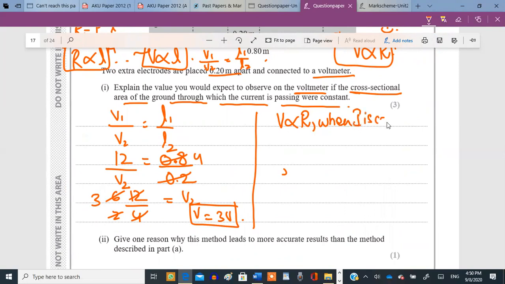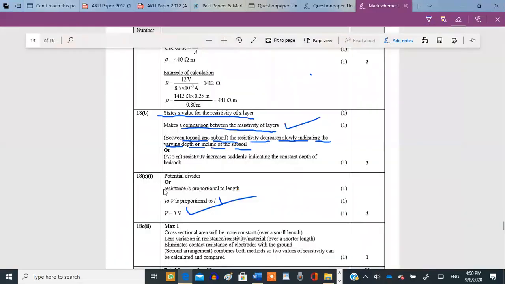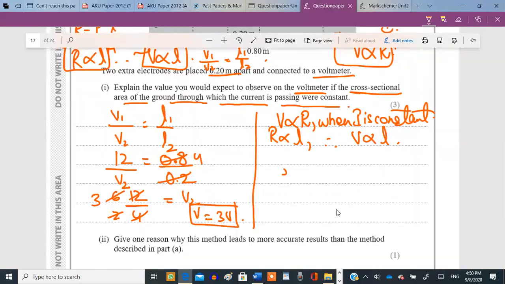Current is constant, and then stating the other point, that resistance is proportional to the length, therefore the voltage is actually proportional to the length. These parts also have marks: that resistance is proportional to the length and the voltage is proportional to the length. Clear? That's why they've given 3 marks for this question. Should I move on?